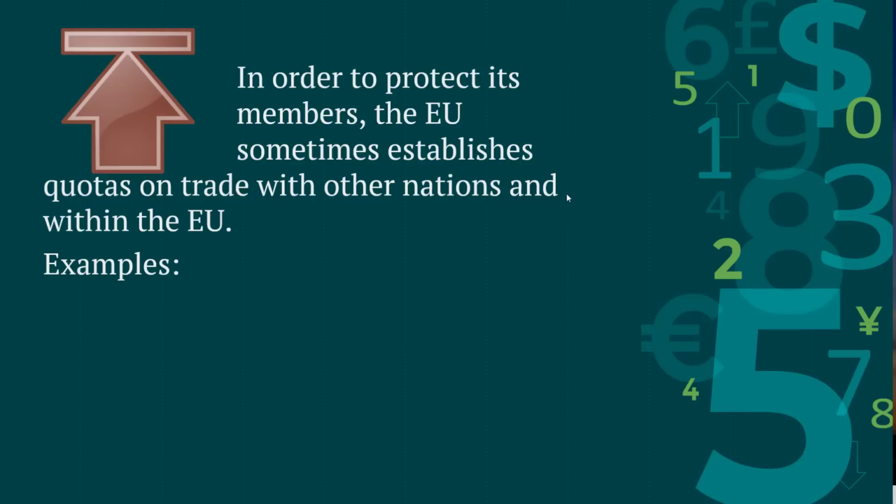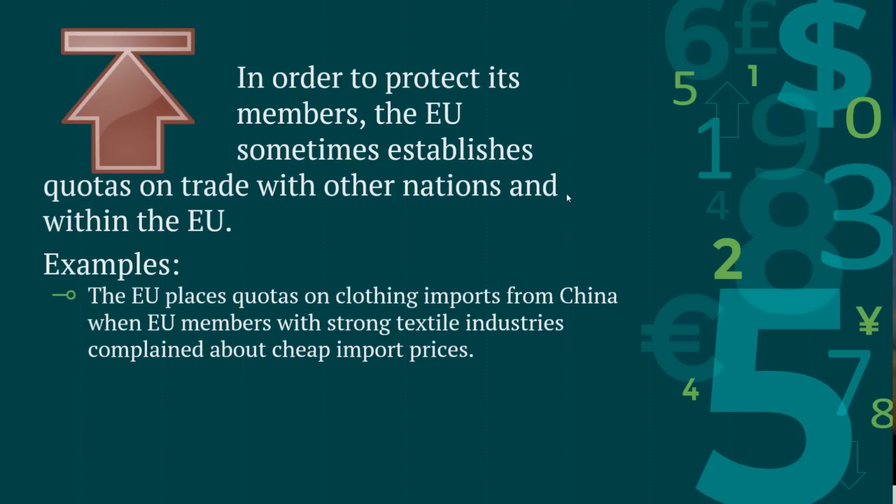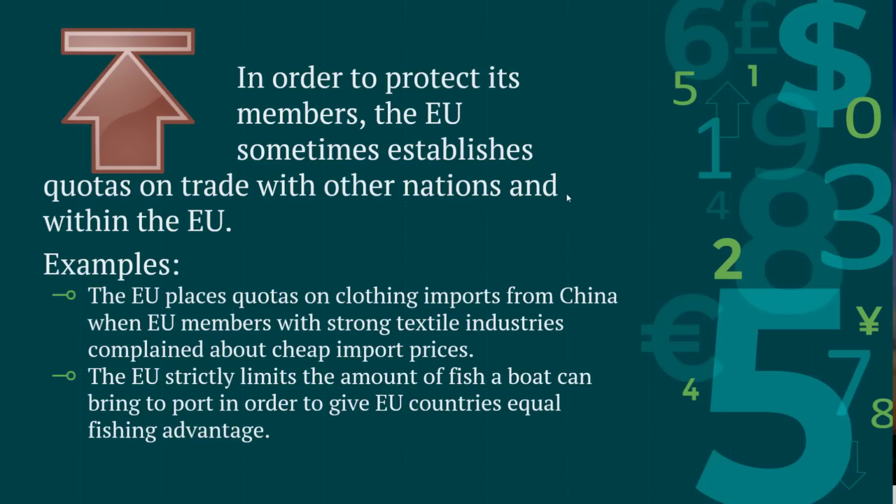Now, in order to protect its members, the EU sometimes establishes quotas on trade with other nations and within the EU. And here are some examples. So the EU places quotas on clothing imports from China when EU members, certain countries with strong textile industries, strong clothing manufacturing industries, complained about cheap import prices. They're like, they can make them really cheap and we can't. And so we don't like that, so they put a quota.